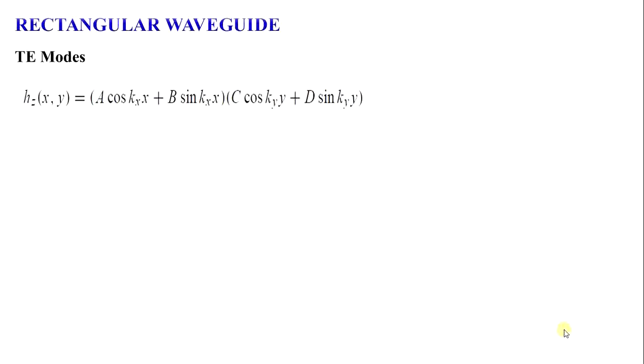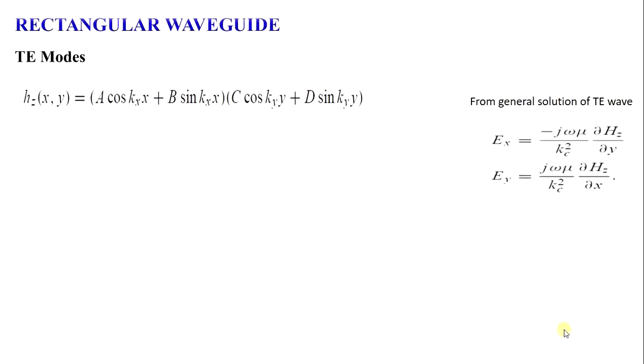Now here we are not having any boundary conditions in terms of Hz. As earlier we have discussed, we have the boundary conditions in terms of Ex and Ey. So now we have to convert this Hz in terms of Ex and Ey. We know that any of the transverse components can be written in terms of the longitudinal component. We have the general solution of TE mode, these equations of Ex and Ey we are having.